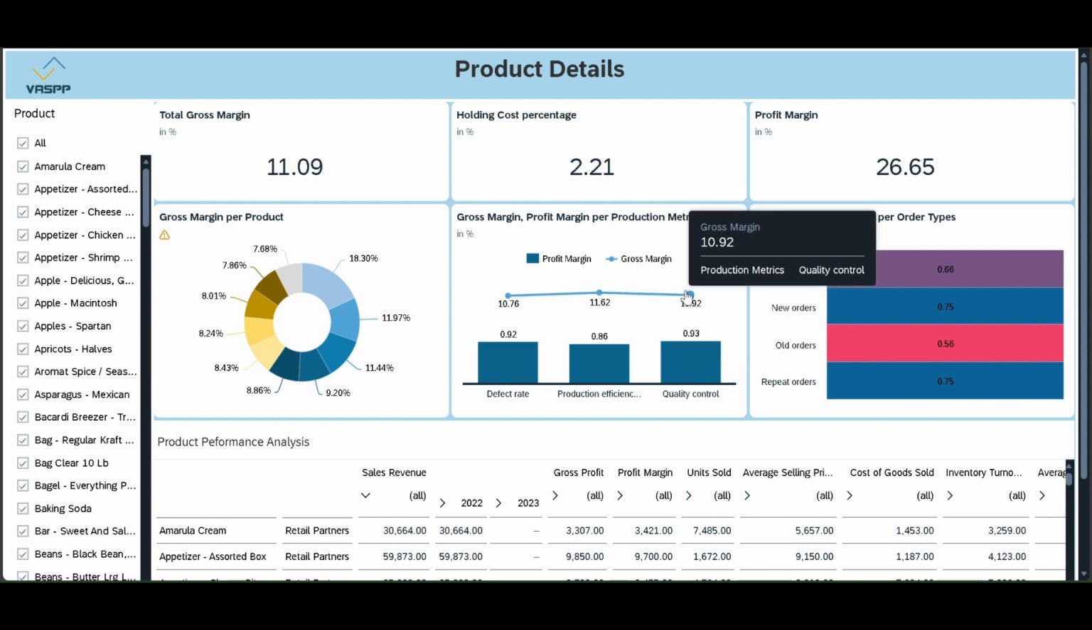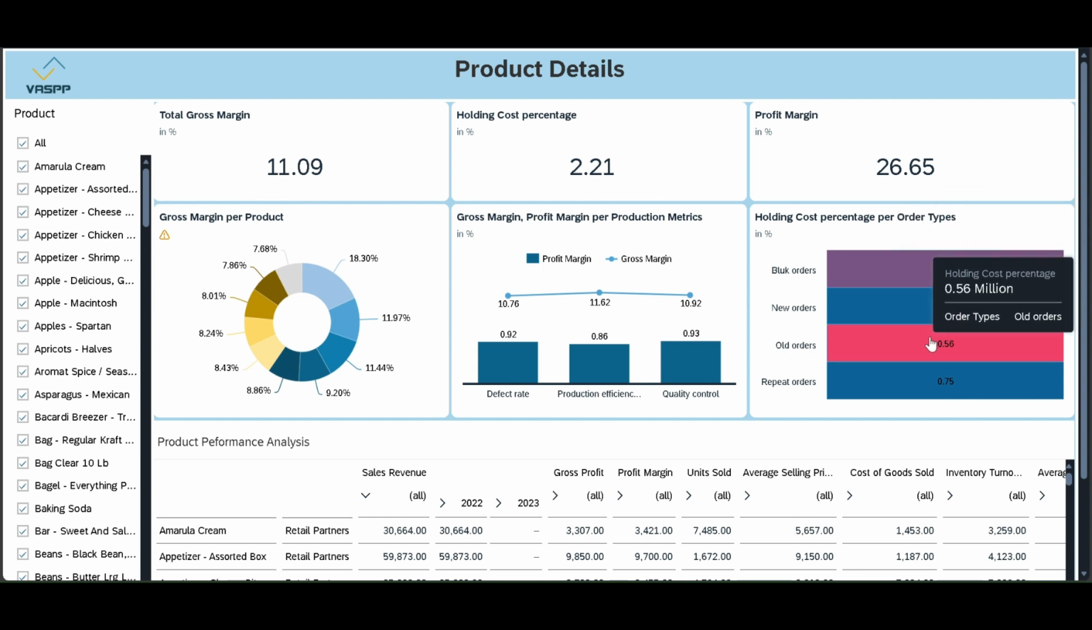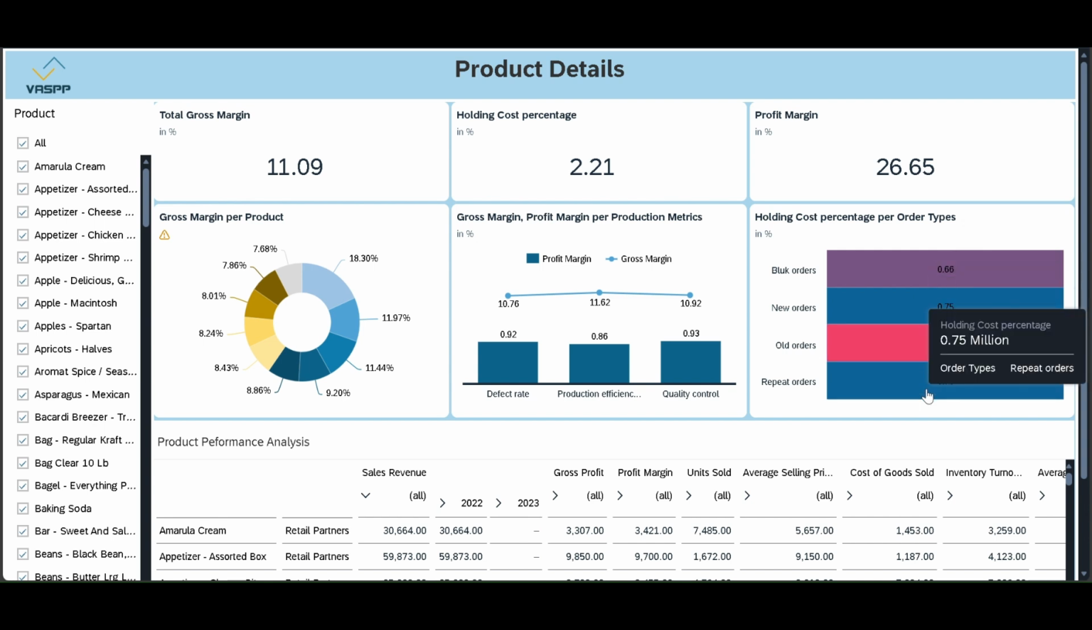Next, holding cost percentage per order type. Holding cost varies significantly across order types, such as bulk orders, new orders, old orders, and repeat orders, which is a critical insight for optimizing fulfillment strategy.